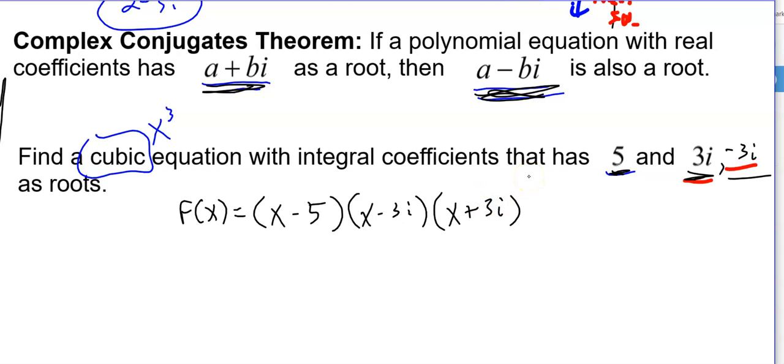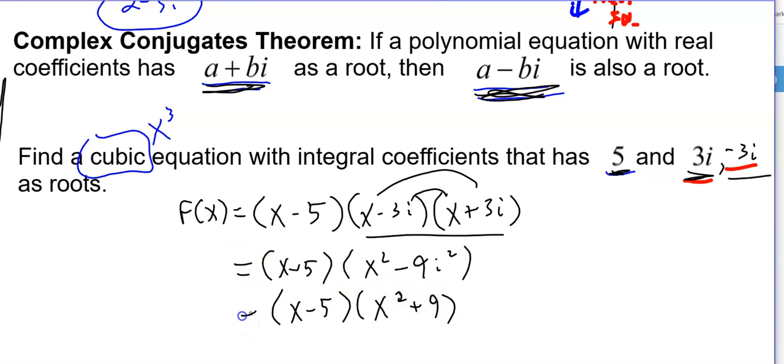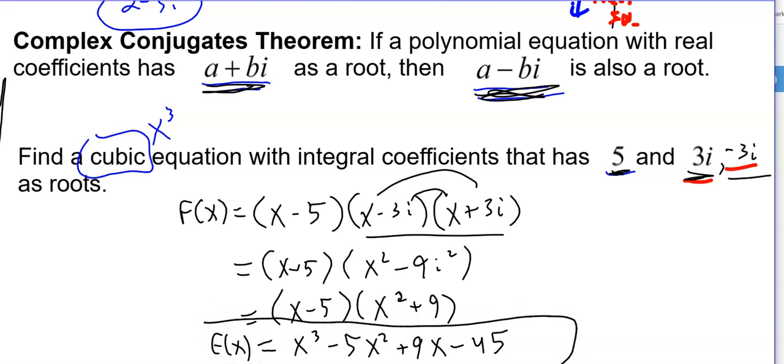Now, to put it in standard form of a polynomial, let's FOIL these together. We'll multiply the x minus 5 in just a minute. So you get x squared minus 3ix plus 3ix, that goes away, and then minus 9i squared. That can be simplified further because that's really x squared plus 9, because i squared is really negative 1. Then we're going to FOIL those two things together. So we get x squared times x is x to the third, minus 5x squared, plus 9x, minus 45. So that is a polynomial equation of the function that has those roots.